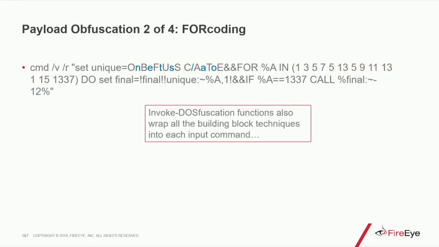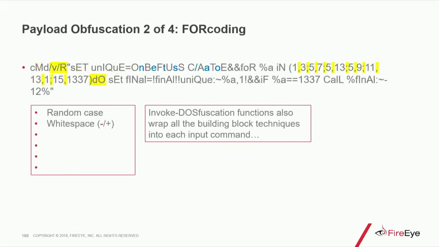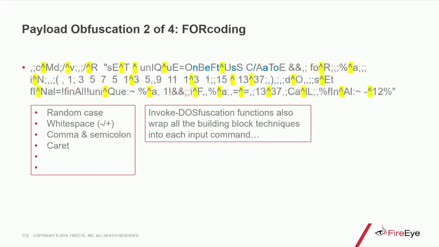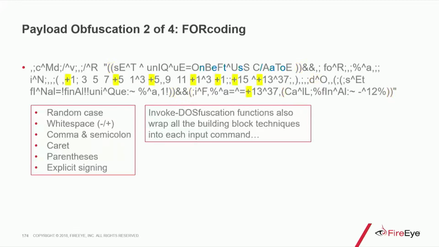And then Invoke-DOSfuscation will wrap all the building blocks we talked about. So randomize casing, remove white space, add commas and semicolons, carets, parentheses, and then also explicit signing if we want to. Whew. All right.